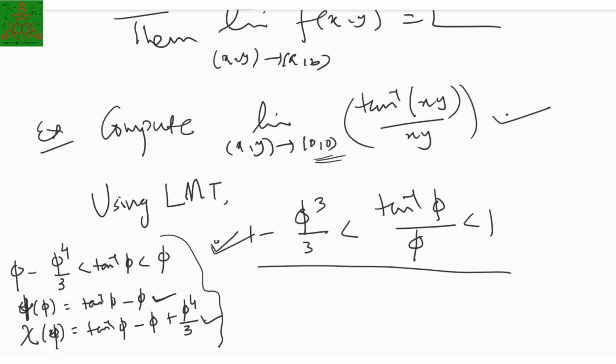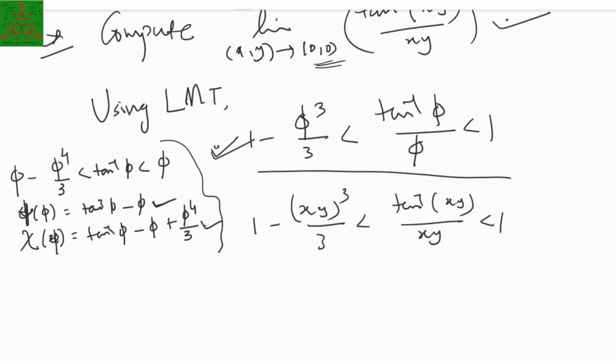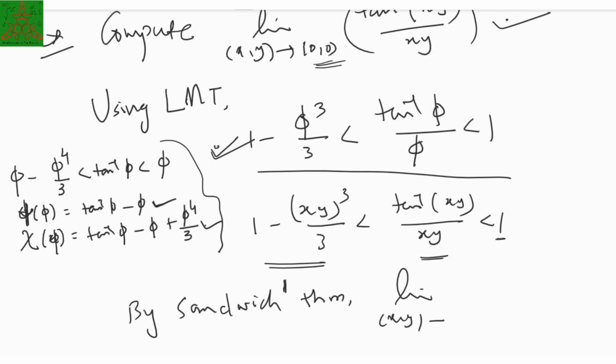Now I just replace phi by xy, so you'll have 1 minus (xy) cube upon 3 less than tan inverse of xy upon xy less than 1, and then you take the limit on both sides. You can check that the limit of this side will be 1 as (x,y) tends to (0,0), and the other side is already a constant, so by the sandwich theorem the limit as (x,y) tends to (0,0) of tan inverse of xy upon xy is 1.